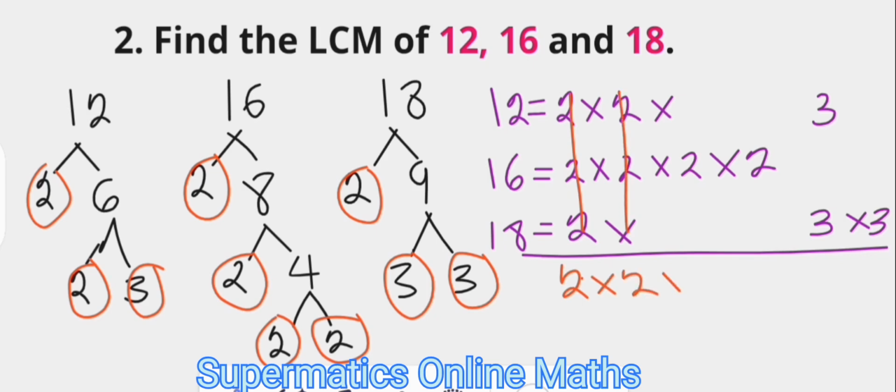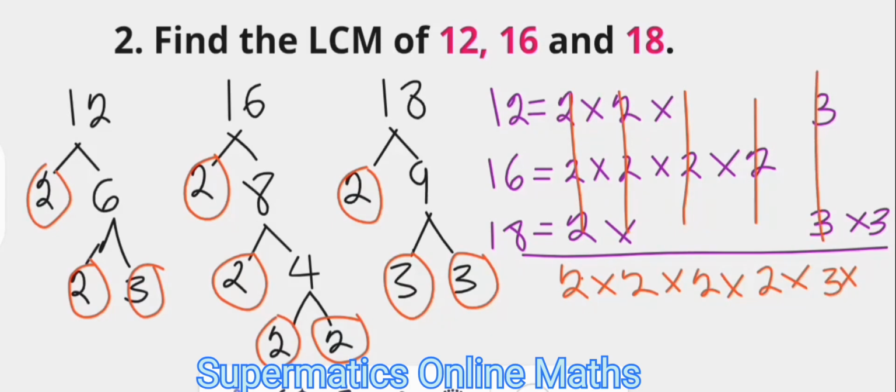A line is ruled under as usual, where 2 from the first column, 2 is from the second column, times 2 from the third column, times 2 from the fourth column, times 3 from the fifth column, and times 3 from the sixth column, meaning that the LCM of 12, 16, and 18 is the product of 2 times 2 times 2 times 2 times 3 times 3, which is 144.